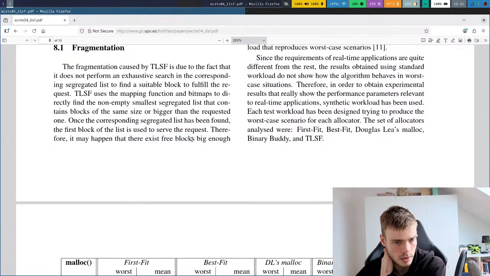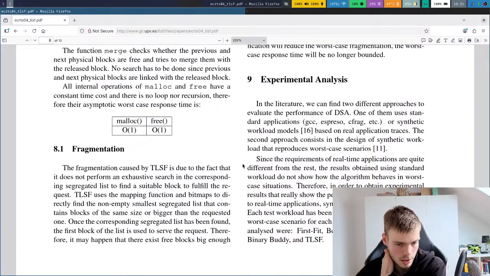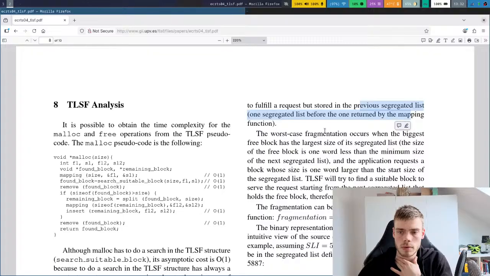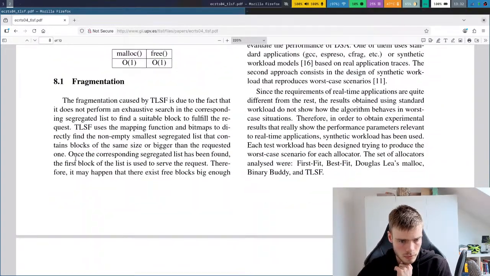Therefore, it may happen that there exist blocks big enough for a request but stored in the previous segregated list, one segregated list before the one returned by the mapping function. What? That I don't understand. The mapping function.